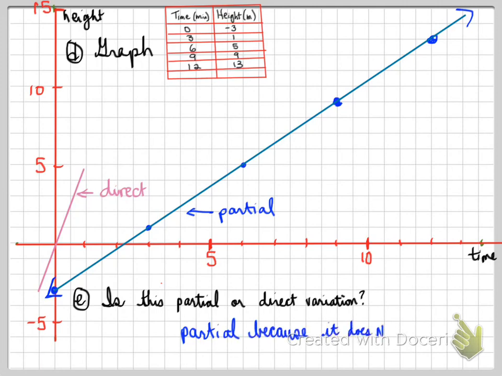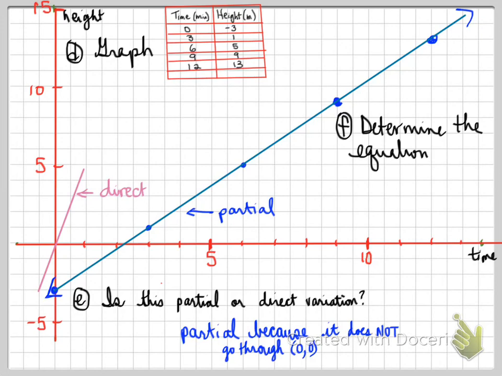So direct variation always goes through the point 0, 0. Direct variation goes through 0, 0 always, and a partial variation does not go through 0, 0. So therefore, this is a partial variation because the blue line does not pass through 0, 0.